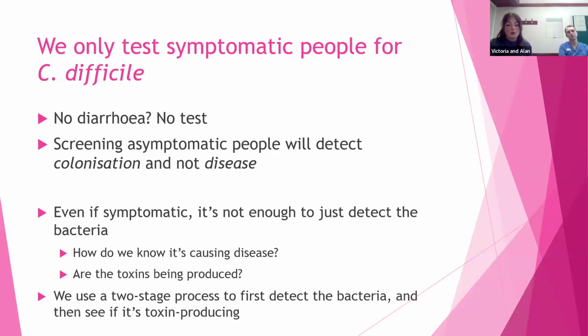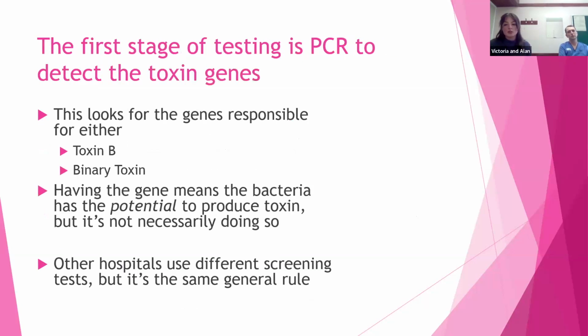And therefore, we do what's called a two-stage process to first detect the bacteria and then to see if it's toxin producing. So that screening test we do here is PCR, and it looks for two genes, either toxin B or binary toxin. Now, having this gene just means that the bacteria has the potential to produce the toxin. It's not necessarily doing so.